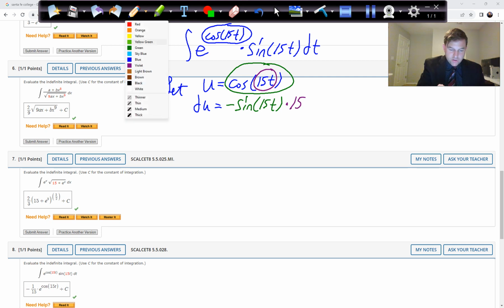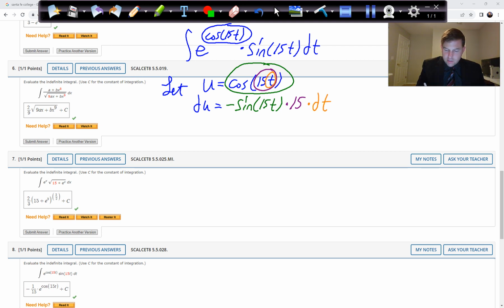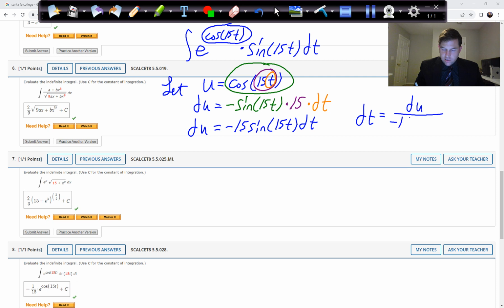But then it's times the derivative of the inside, different color, orange. Then it's times the derivative of the inside of that, which is t, which would be dt. So this is truly like a chain rule done 3 times. So du is all that stuff, and so we can write it as negative 15 sine of 15t dt. Then solving for dt, we'll get it's du over minus 15 sine of 15t.